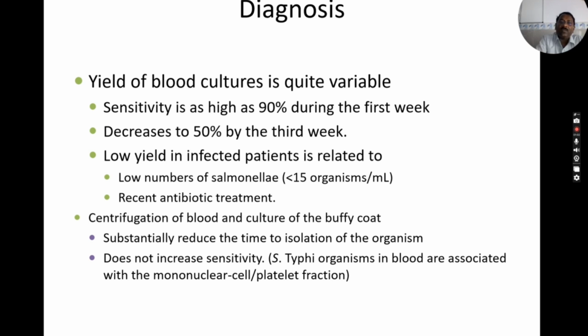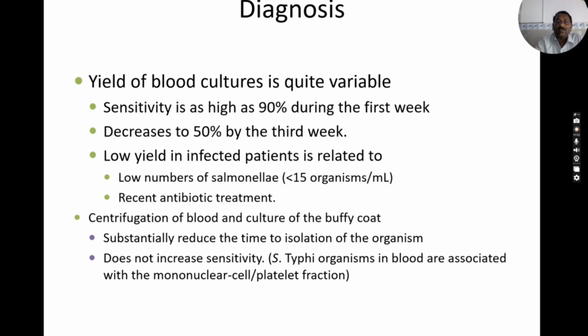Low yield in infected patients is related to the low numbers of Salmonella, less than 15 microorganisms per ml, and recent antibiotic treatment. That is the reason our blood cultures are mostly negative, because by the time patients reach you, they have used two or three antibiotics. In partially treated patients, the yield of blood cultures is very low.